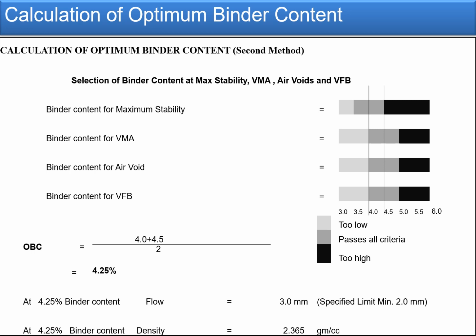So at that 4.25% binder content, what is the flow you are getting, and what is the density you are getting? These two parameters will ensure that your optimum binder content is in the range, and you can calculate the optimum binder content with this method also.